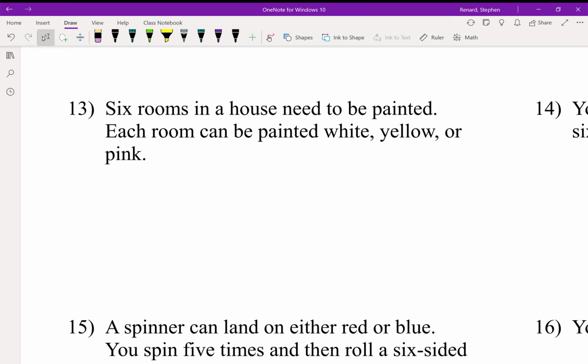6 rooms in the house need to be painted. Each room can be painted white, yellow, or pink. So we have all 6 rooms, 3 different colors. 6 times 3 equals 18. So there are 18 possible outcomes of those rooms getting painted.